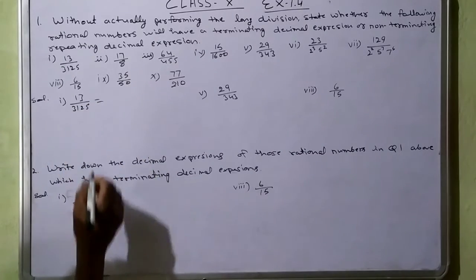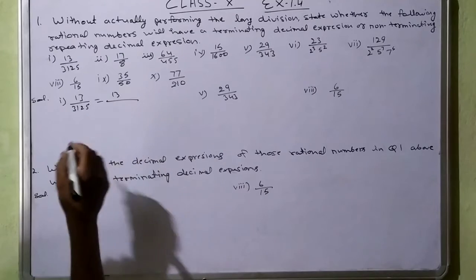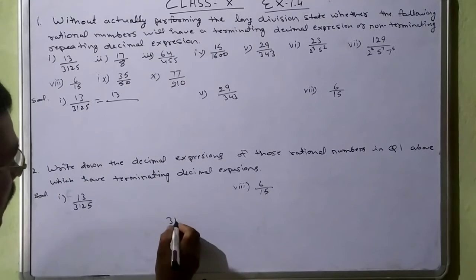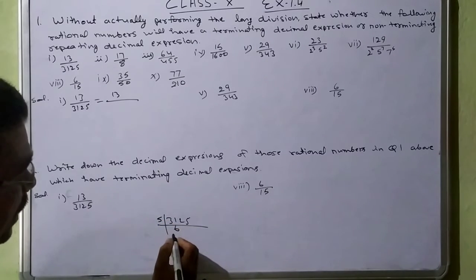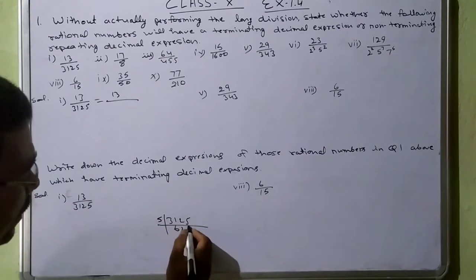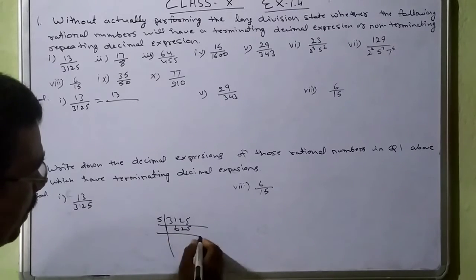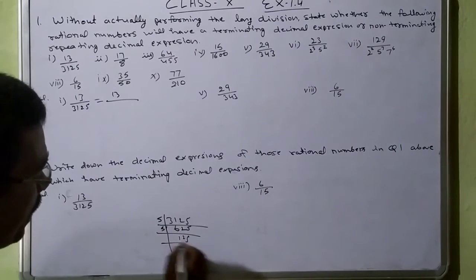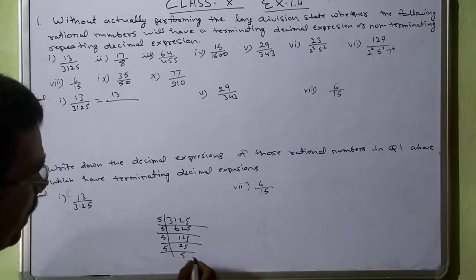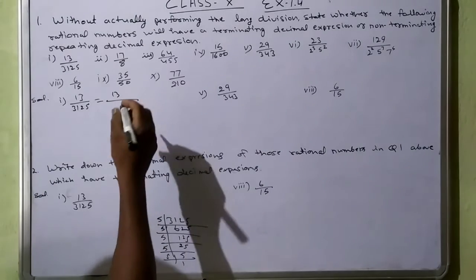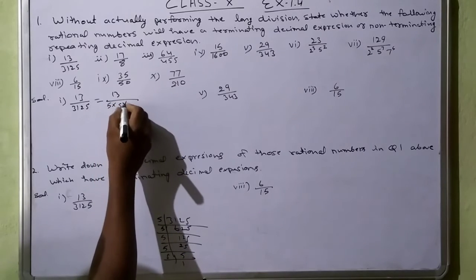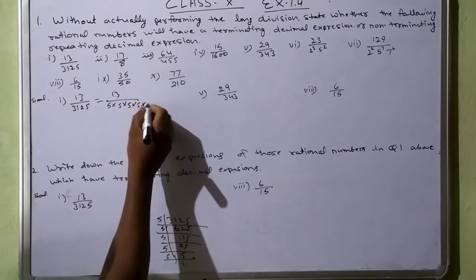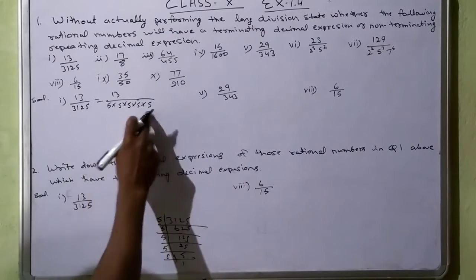So 13 upon 3125. Let us find the factors of 3125. That can be divided by 5. 5 6 ja 30, 5 2 ja 10, 5. And then 5 125 ja 5, 25 ja 5, 5 ja 5, 1 ja. So that is 5 into 5 into 5 into 5 into 5. You're looking here, only 5 is here.